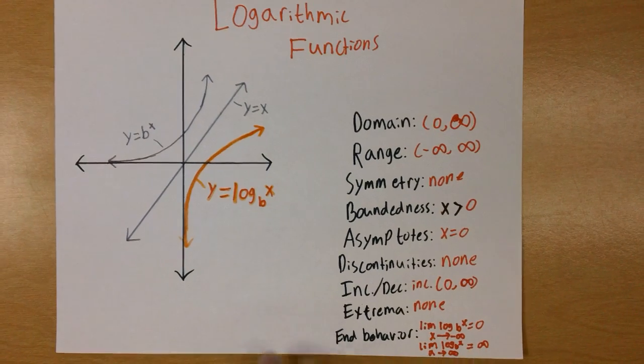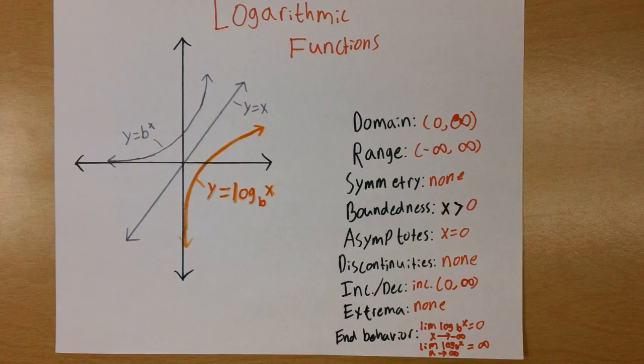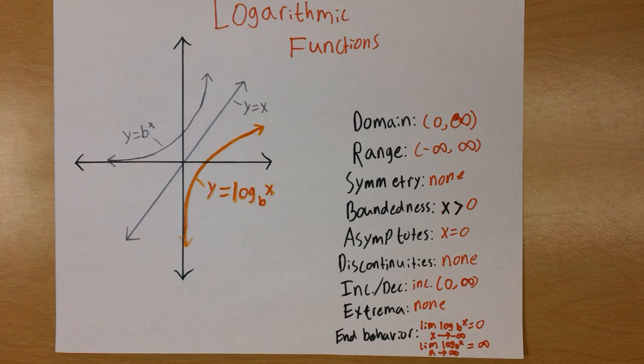Logarithmic functions are inverse of exponential functions. This graph shows how the two functions reflect over the y equals x line. The domain goes from 0, not including 0, to positive infinity. The range is from negative infinity to infinity. There is no symmetry.